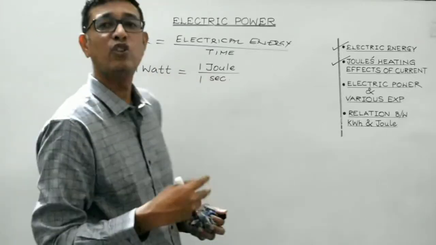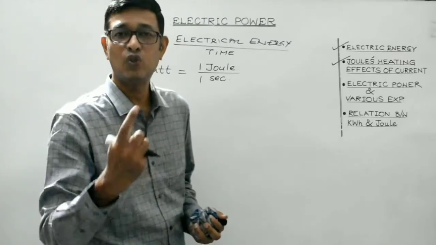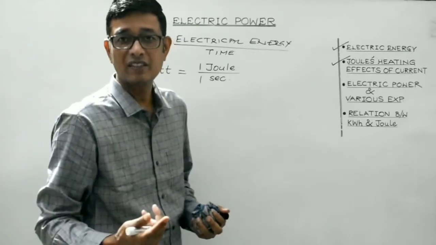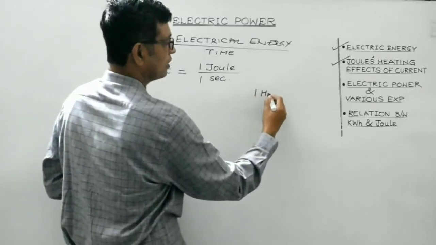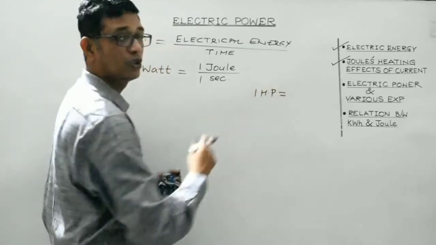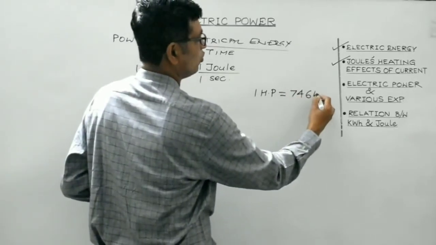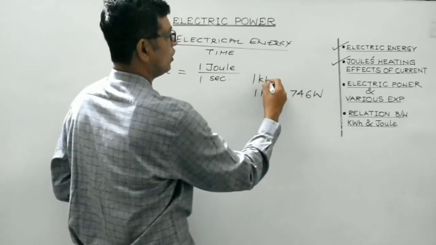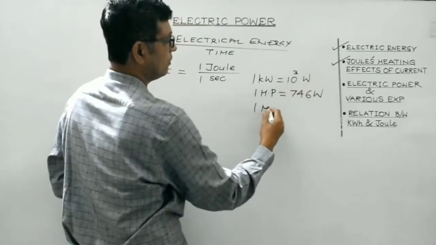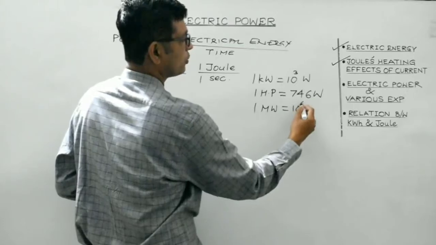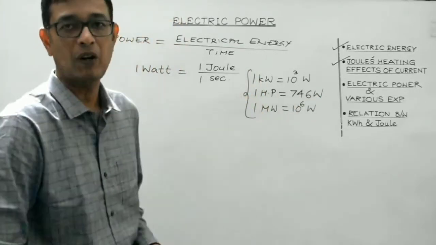There are some other units of power as well. 1 kilowatt is 1000 watt. 1 megawatt is 10 raised to the power 6 watt. And then 1 horsepower is also a unit which we use to express power. It is 746 watt. 1 kilowatt is 10 raised to the power 3 watt. 1 megawatt is 10 raised to the power 6 watt. So these are the various units for measuring power.